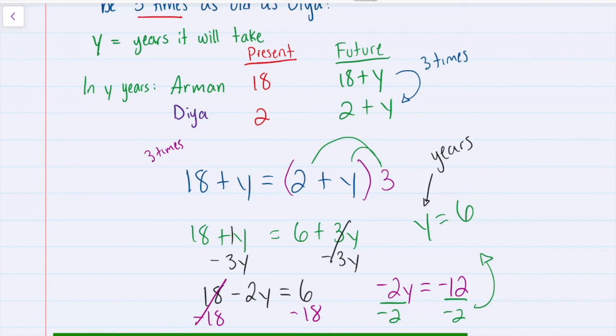And is that true? Well, let's find out. What if we put a 6 here, guys? What's 18 plus 6? That's 24. What's 2 plus 6? That's 8. So is Armand 3 times older? Well, 8 plus 8 is 16, 16 plus 8 is 24. So it's true. This is how we use the same format to find a similar approach to word problems.